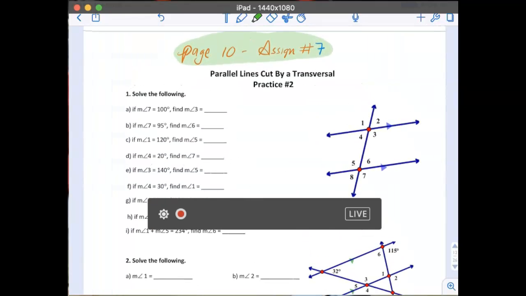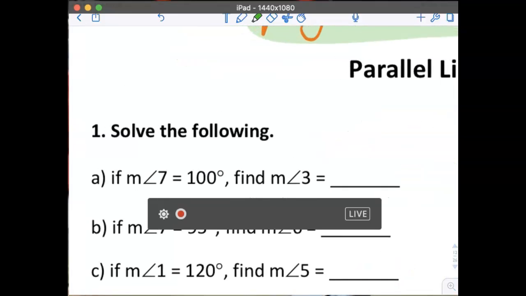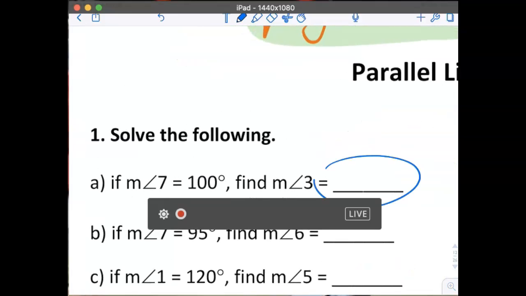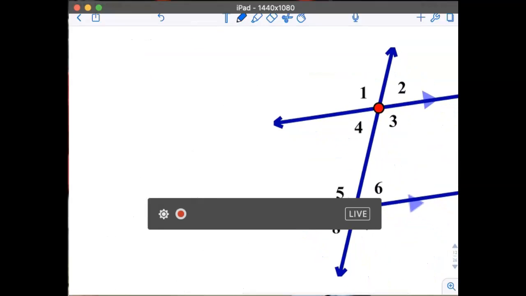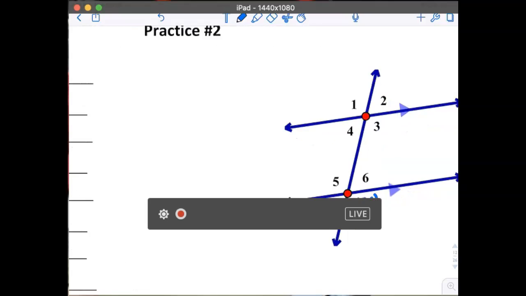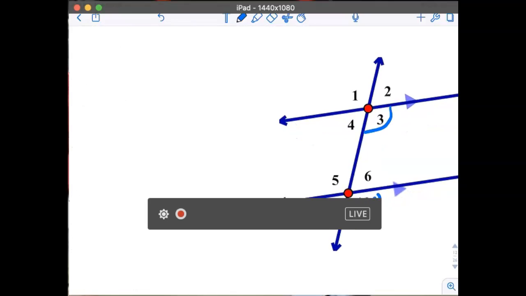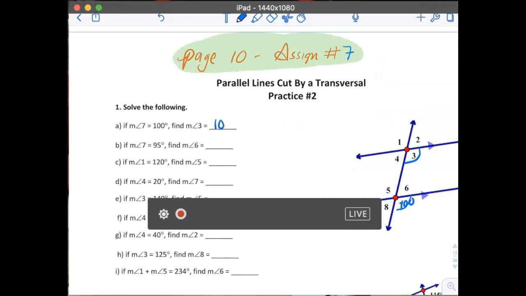At the top of the page here, it's not asking you to find an angle that's the same as angle 3. It's asking you to find the actual angle measure, like so many degrees. So it's telling you that if angle 7 was 100, what's angle 3? Those two are corresponding. So if angle 7 is 100, so is angle 3.